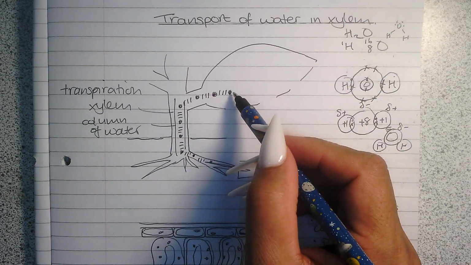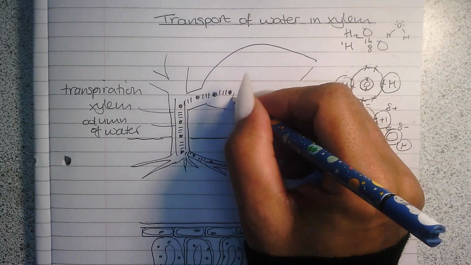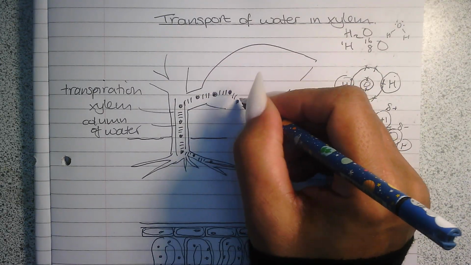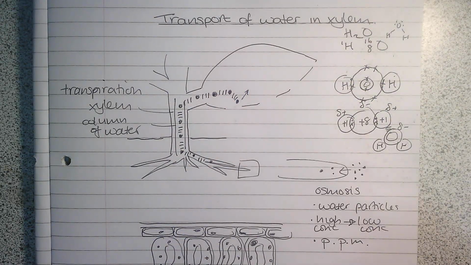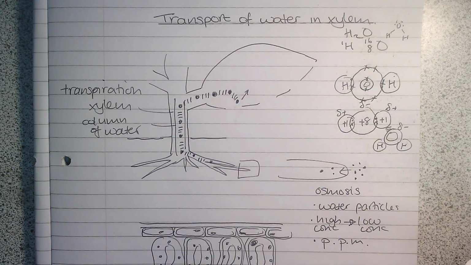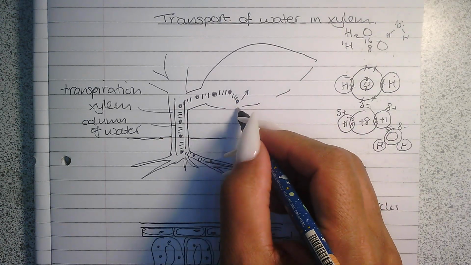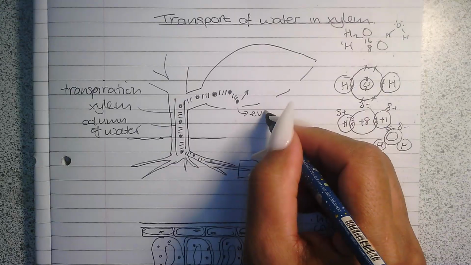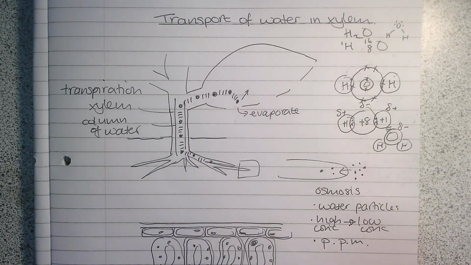Let's take this water particle here. This water particle's got two potential outcomes. Let's go with this one here. This one can either get used in photosynthesis. So this water particle could become a reactant for photosynthesis and get used up. Or this water particle might evaporate if it is right there at the opening of the stomata. So there's two things that can happen to that water particle.